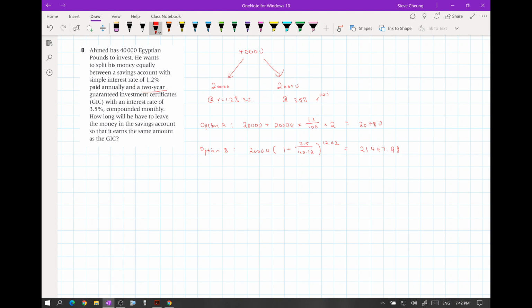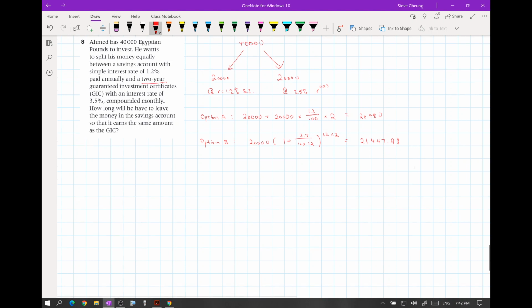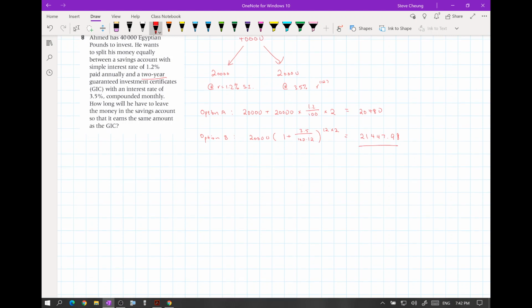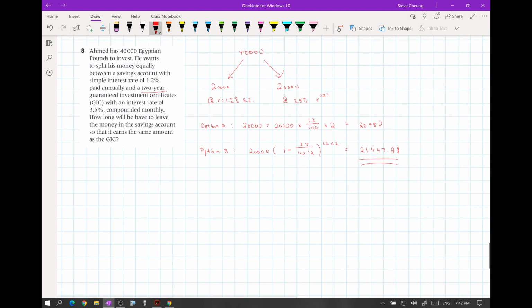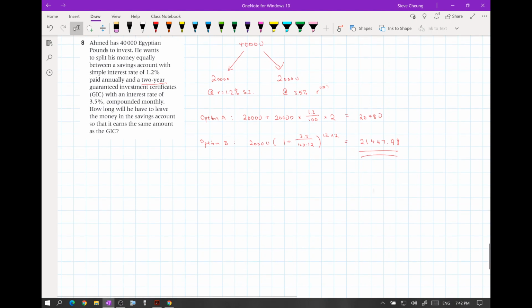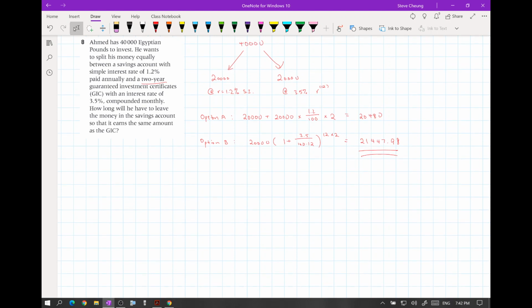How long will he have to leave the money so that it earns the same amount? Oh, I read the question wrong. How long will you have to leave the money in the savings account so that it earns? Okay, so I should have figured out how much the GIC will earn because he's not going to leave this for 2 years only. But actually, it kind of gives you an idea as to what form of structure you want, the question that you want. So we know that this is not enough. This is less than the GIC account.